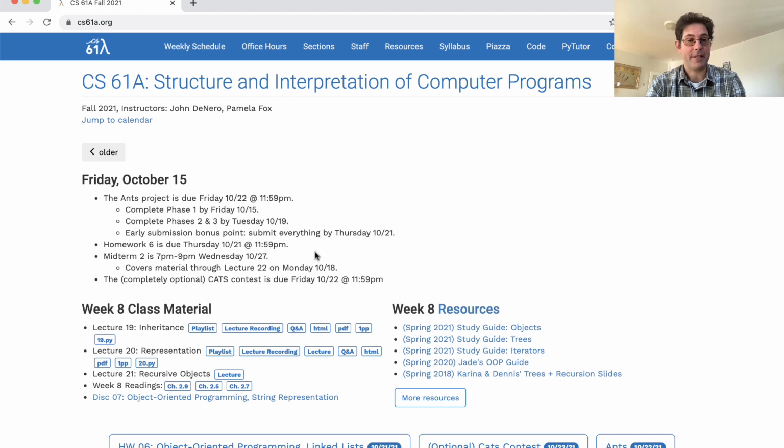Midterm 2 covers all material through lecture 22, that's next Monday's lecture, and there are still 3 more lectures after that before midterm 2 happens, where we'll get to put together many of the ideas that we've seen in the course so far in various examples and review problems. And if that's not enough, you could also work on the completely optional CATS contest, which is due next Friday.